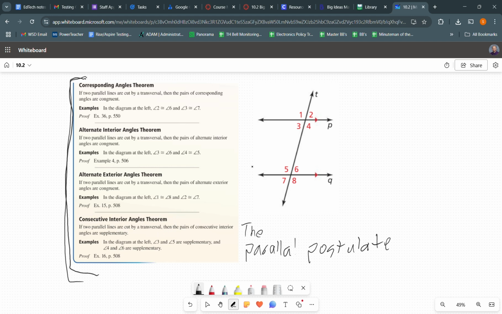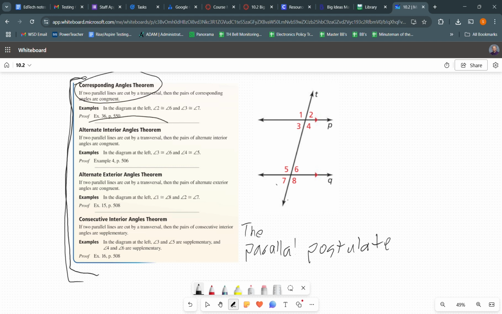All right, the next thing we're going to talk about is the corresponding angles theorem. Now, corresponding angles, if we take a look at these two sets of angles, are ones that are in the same position. So 1 and 5 would be corresponding angles to each other. 2 and 6 would be corresponding to each other. 3 and 7 and 4 and 8 are corresponding angles. So we have 4 pairs of corresponding angles. Corresponding angles are congruent to each other. So angles 1 and 5 are congruent, and so forth with all of those pairs of angles.